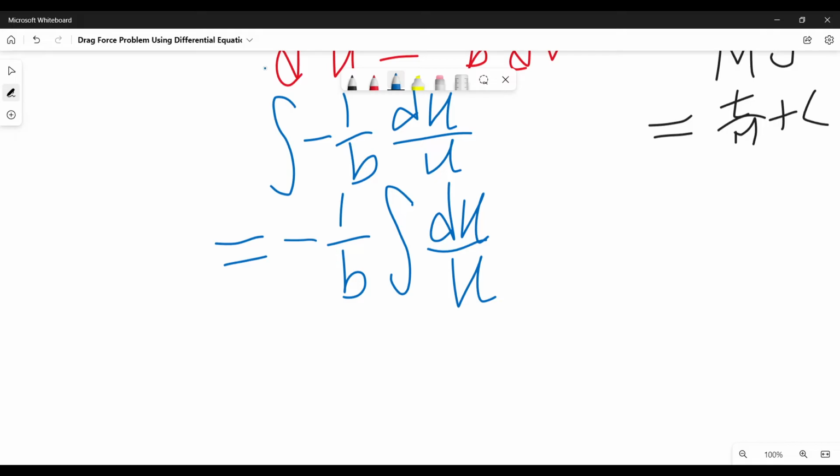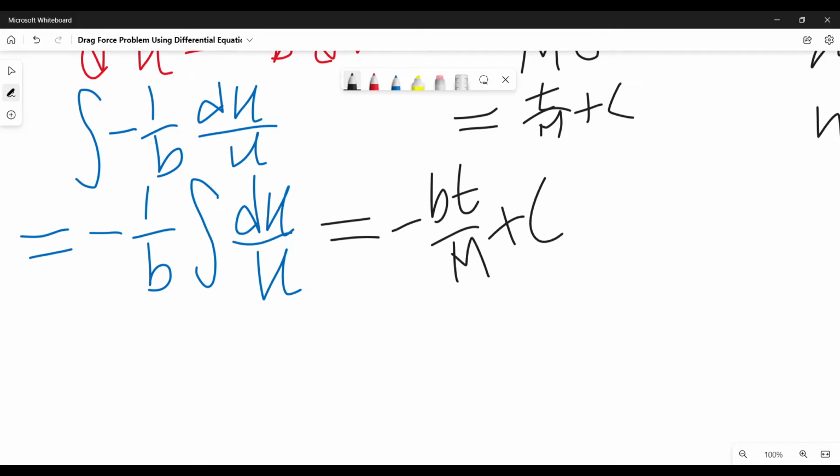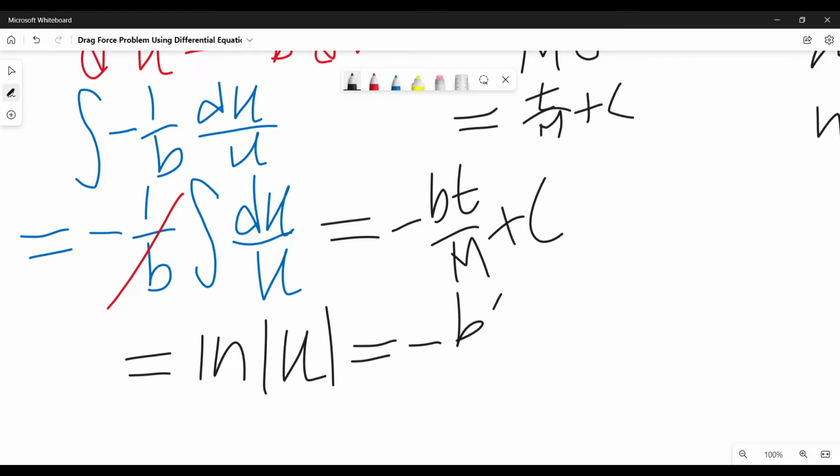Now is a good time to note that we can move this negative 1 over b constant to our right hand side, where it is waiting for us. And so since we are moving it over, we get negative bt over m plus c. Our right hand side is, of course, actually let's remove this. This is gone, and then our left hand side is equal to ln of u, and this basically equals negative bt over m.